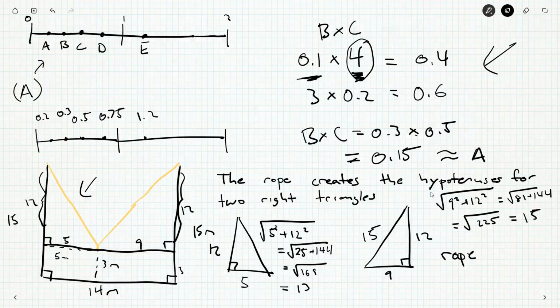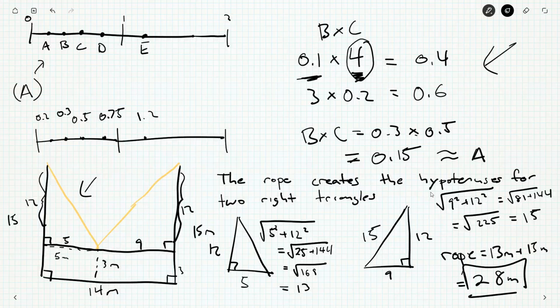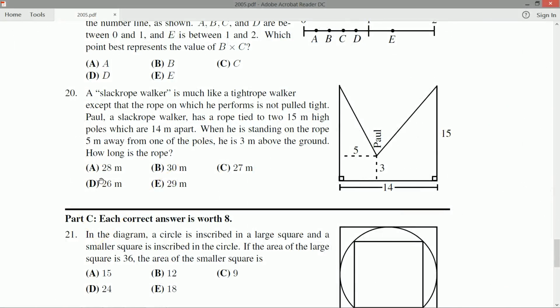So what's the length of the rope? Well, the length of the rope is the two hypotenuses added together. So 13 meters plus 15 meters, and we're going to get a final answer of 28 meters. And that was one of our answers, in the high 20s. Which one was it exactly? It was A.